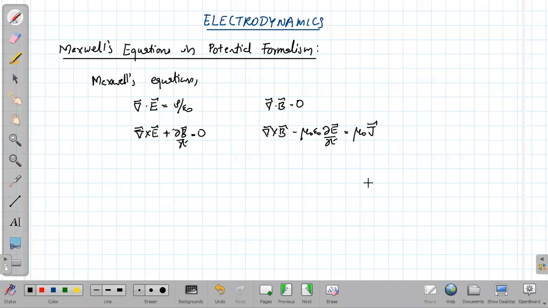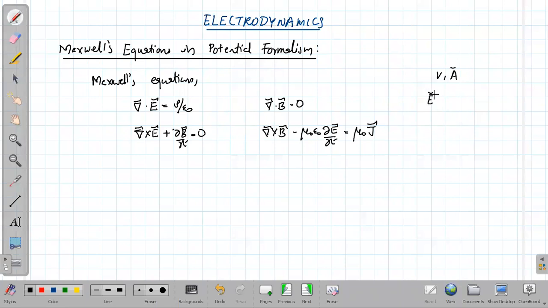Hi dear friends. So in this small video, I'll be discussing how to write the Maxwell's equations in terms of potentials. We already know that we have to use two potentials, the scalar potential and the vector potential together in electrodynamics to represent the electric field and the magnetic field. And what are those potentials? So the potentials are V and A.